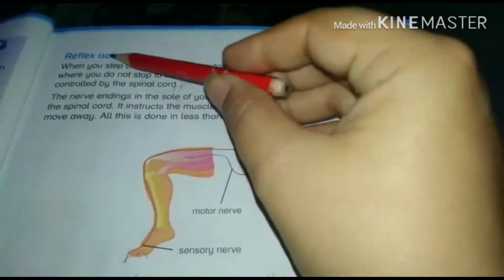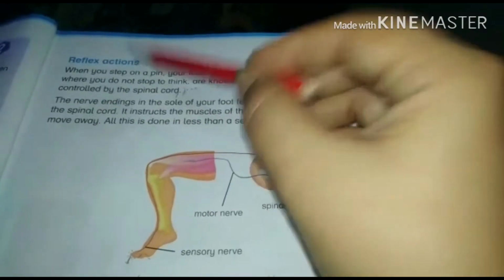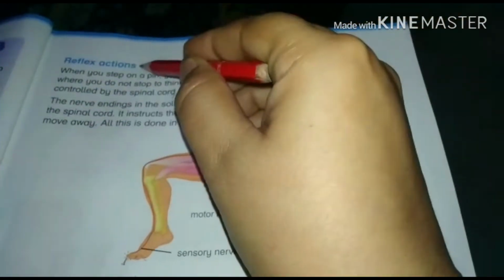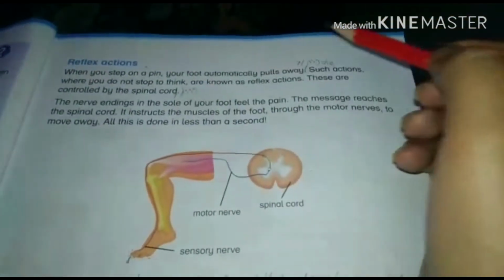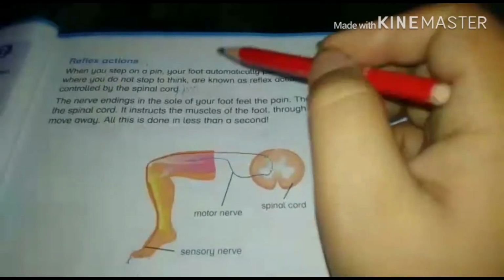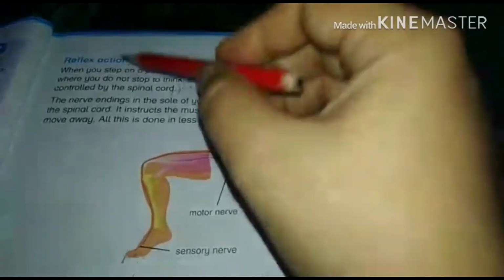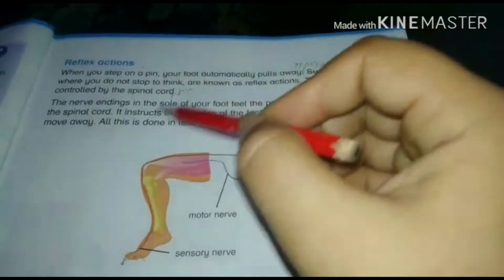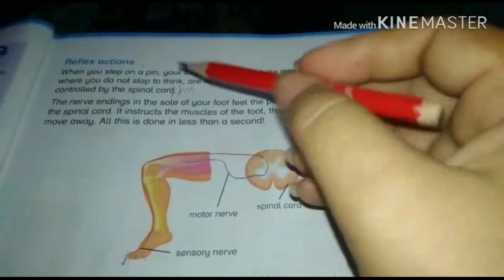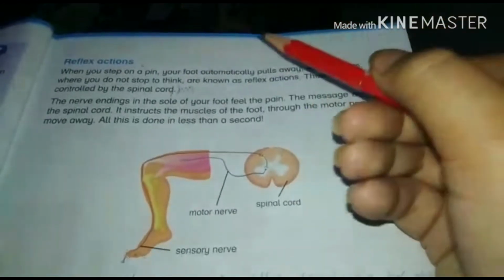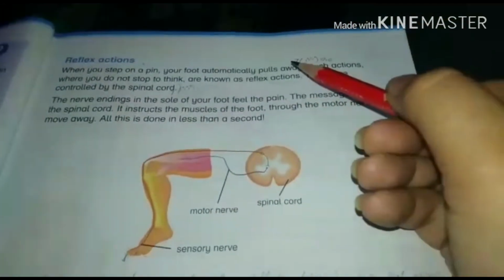Today we will revise the topic reflex actions. First of all, what are reflex actions? Basically, reflex actions are those actions which are not under our control, meaning involuntary actions that are performed unconsciously or instantly, a quick or automatic response to the stimulus.